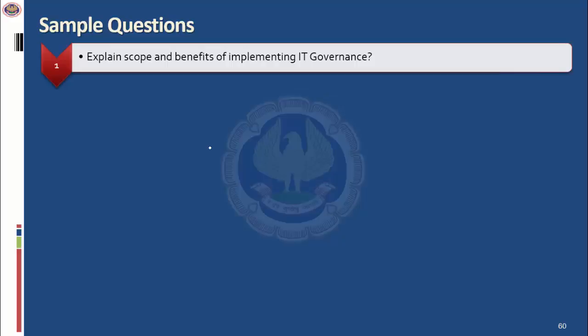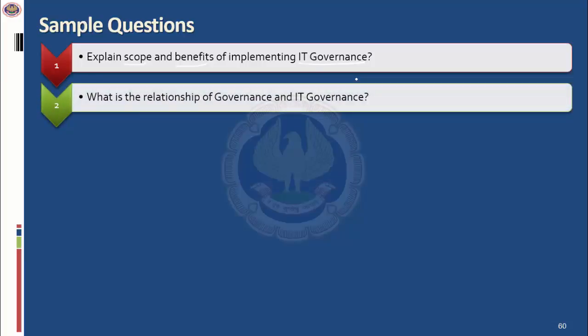Let's look at some of the sample questions which could be there in the exam pertaining to this topic. Explain scope and benefits of implementing IT governance. So here if you see, the keywords are scope and benefit, and this is in the context of IT governance. Can this question be modified? So instead of IT governance, I may talk about corporate governance, we may talk about GEIT. Okay, so each of these aspects of governance has a particular scope and certain specific benefits.